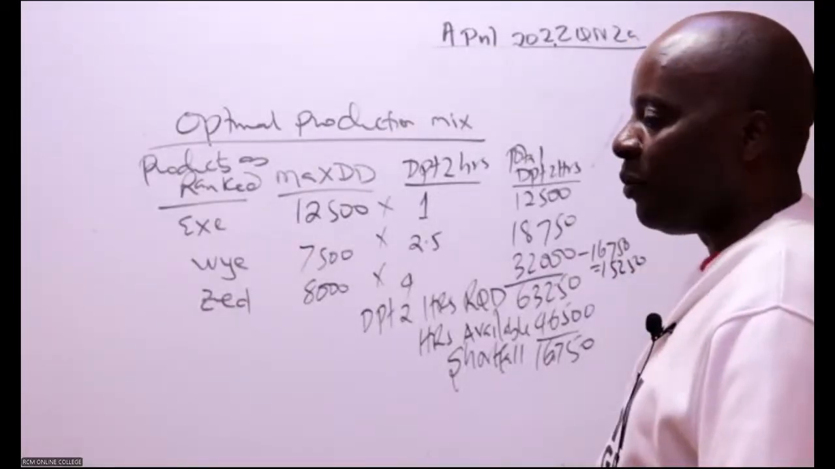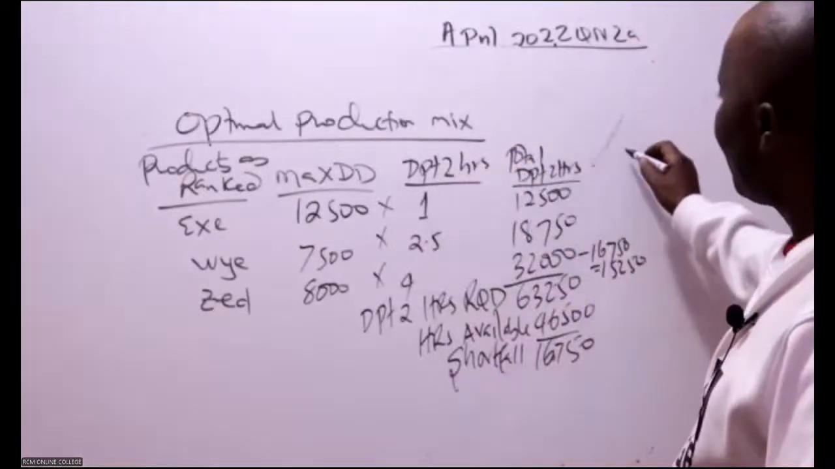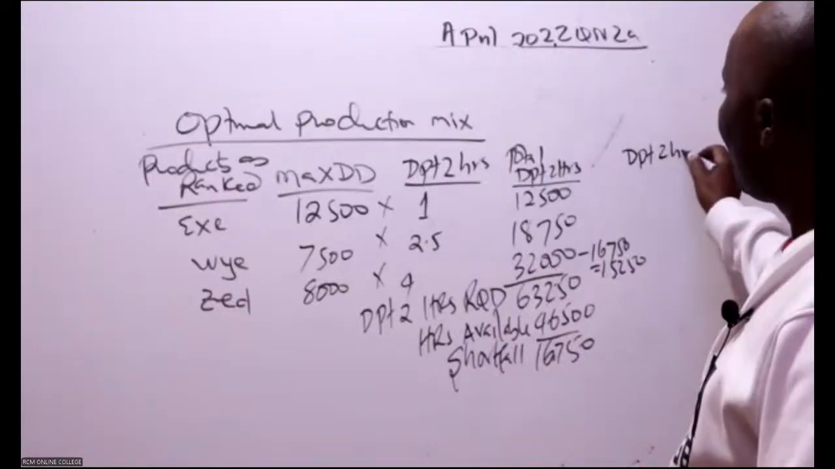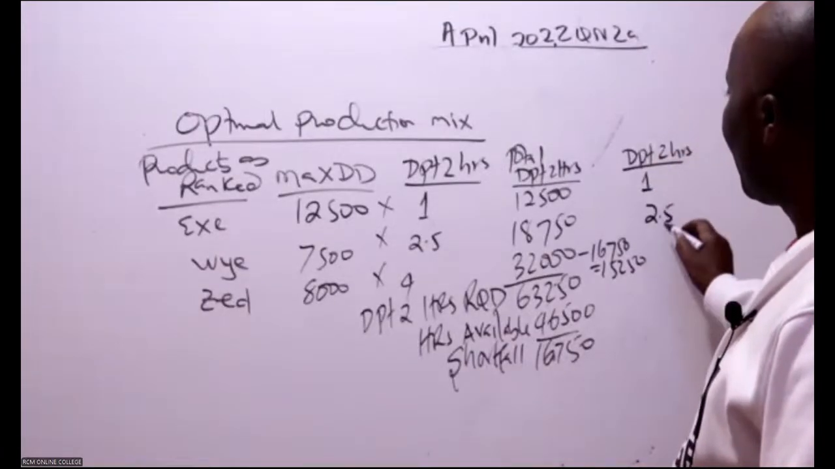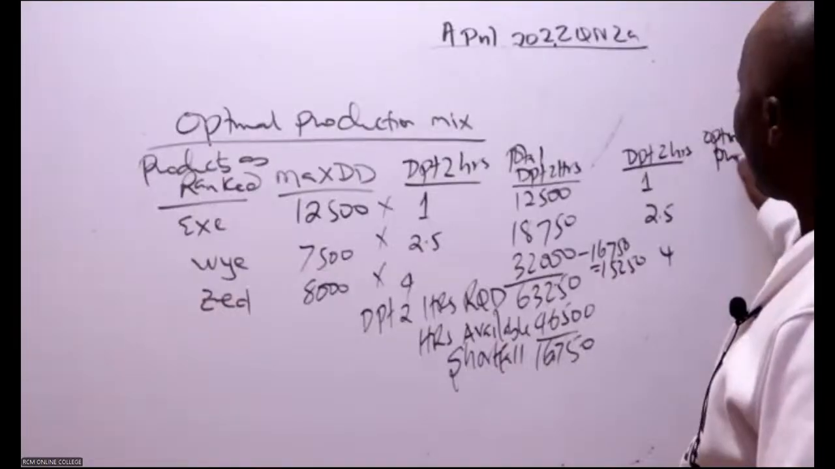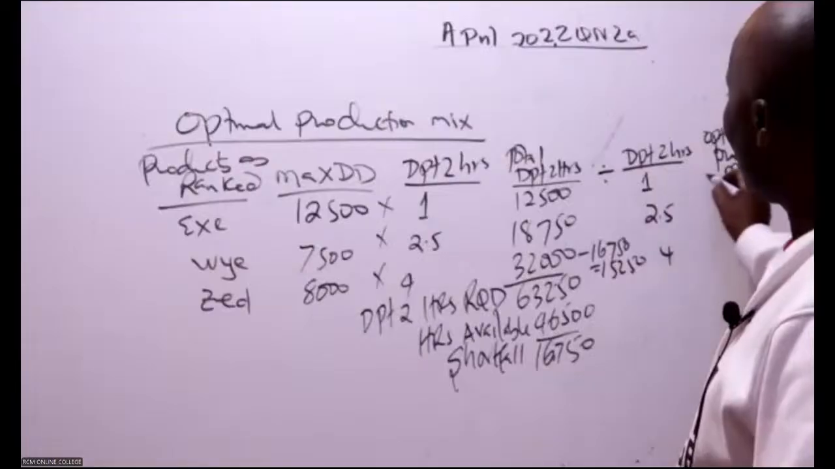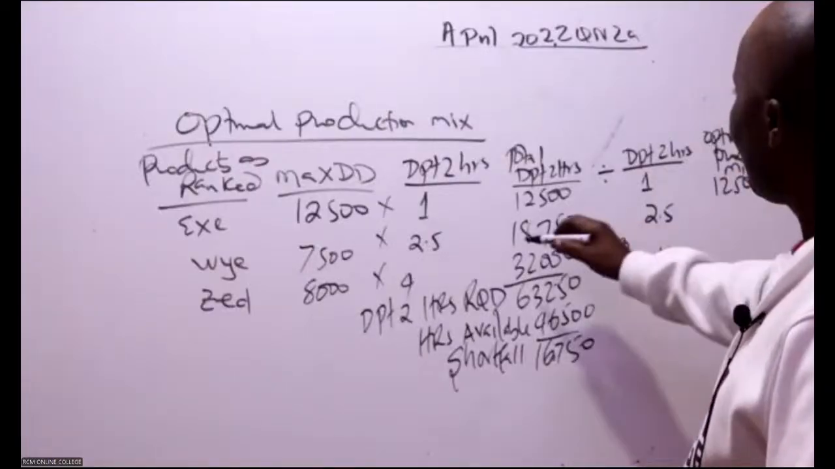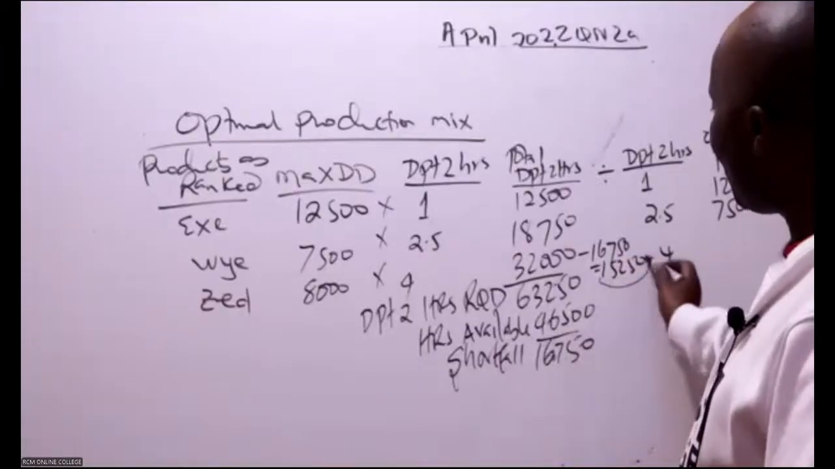$15,250. From there, ladies and gentlemen, we will be able to rewrite this department 2 hours, although you can avoid it if you are very good. 4, and then now you should be able to give me the optimal production mix by now dividing. So this will be 12,500. This will be 7,500. How about this? 15,250 divided by 4.